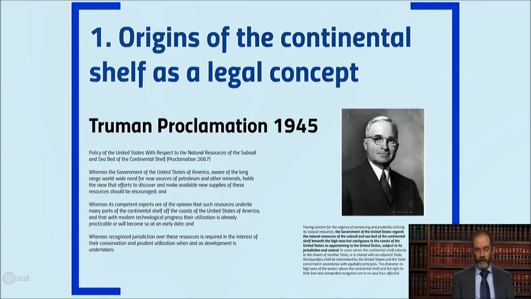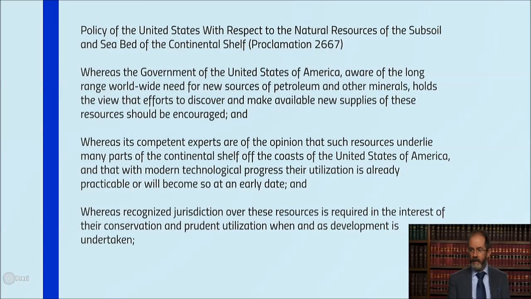So the origin of the continental shelf in modern international law begins with the proclamation of President Truman in 1945, made in these terms: that the government of the United States takes the view that there should be further exploitation of petroleum and other resources found on the continental shelf, that such resources are more possible than ever to utilise as at 1945, given advances in technology, and therefore in order to efficiently use and protect the conservation and exploitation of these resources, there should be jurisdiction given to the coastal state.